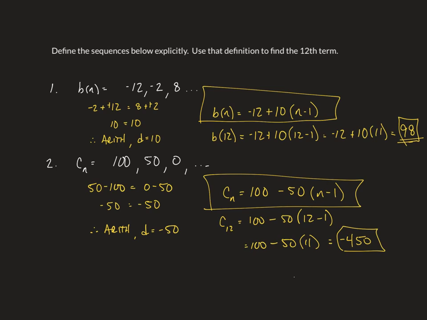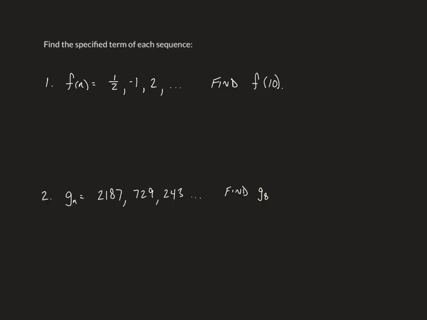Let's do a couple more examples. Find the specified term of each sequence. Okay, so we're given the sequence and we're asked to find, in example 1, f of 10. So the first thing I'm going to do is prove that it's arithmetic, and I'll do negative 1 minus 1/2 and see if that's the same as 2 minus negative 1. Negative 1 minus 1/2 is negative 3 halves. And 2 minus negative 1 is 3. These are not the same. So what I've shown is that it's not arithmetic.